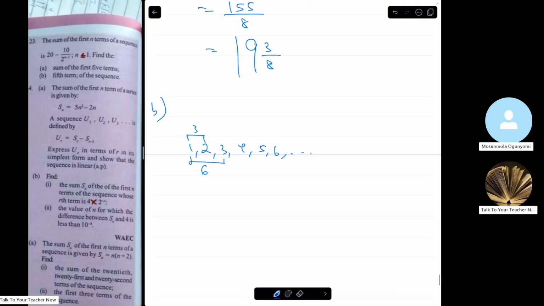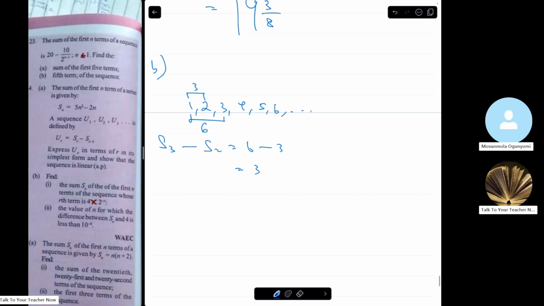So you would see that the sum of the first 3 terms minus the sum of the first 2 terms is equal to the third term. S3 minus S2 will be 6 minus 3, which is 3. And that 3 is the same as what? The third term. Exactly. You also see that the sum of the first 4 terms minus the sum of the first 3 terms is the same as the fourth term.